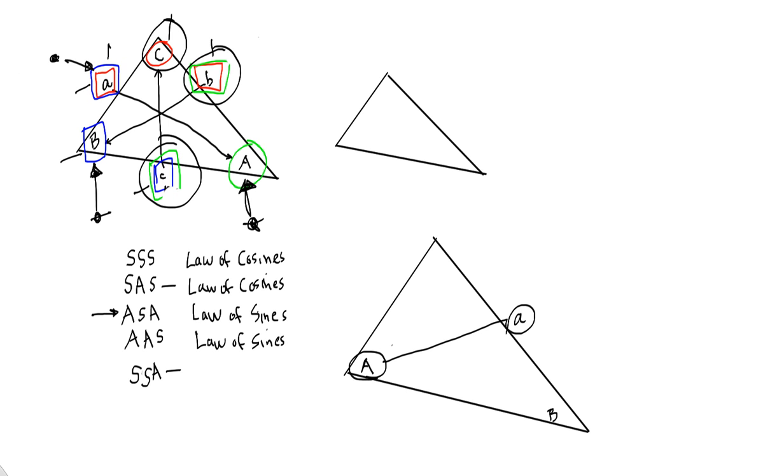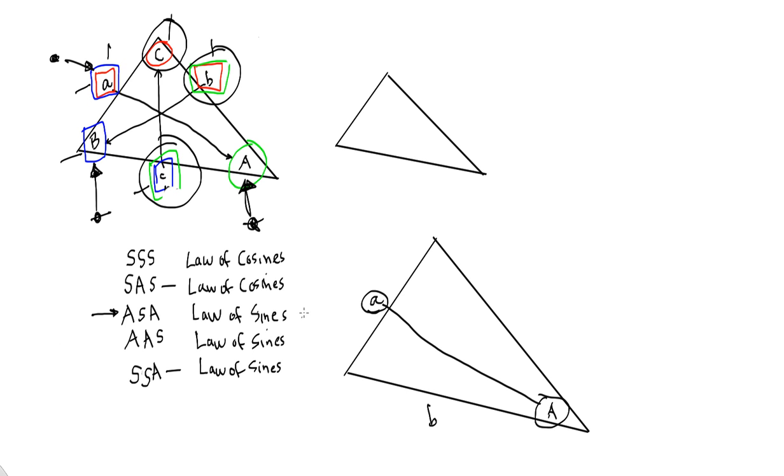Last situation, the situation that's going to give us trouble, and not simply because of the way it's spelled, and that's side, side, angle. What if I have, say, sides A, side B, and angle A? That's side, side, angle, isn't it? Okay? Same situation, isn't it? I have an angle and its opposite side, so in this case I can use the law of sines.